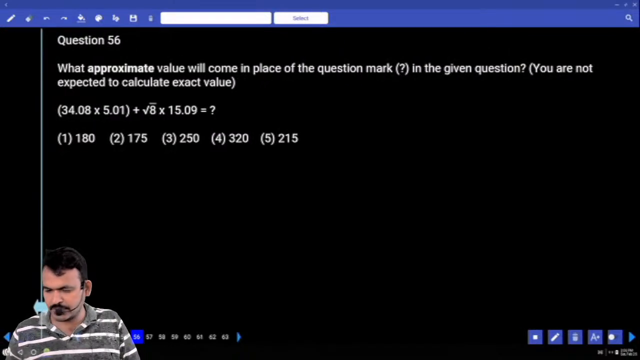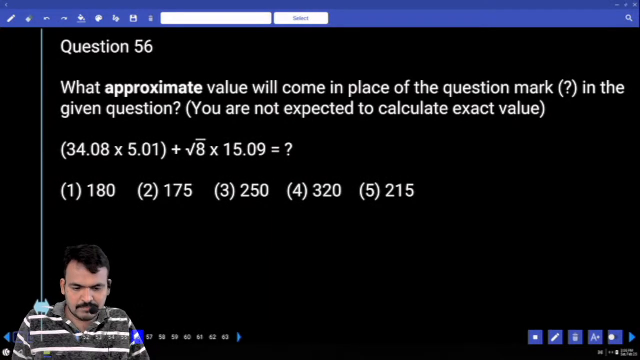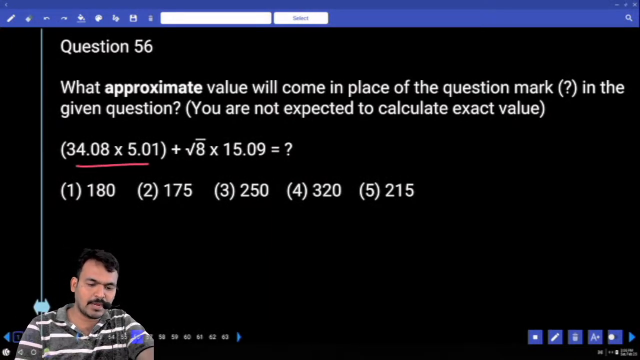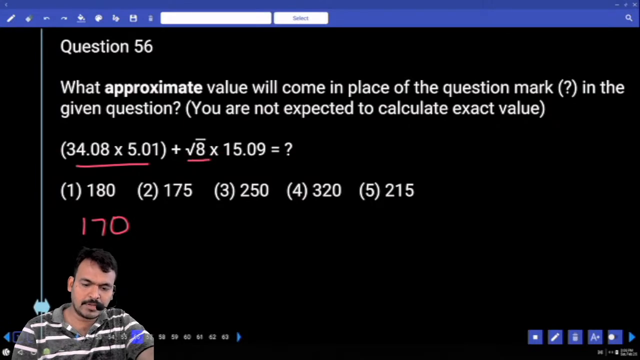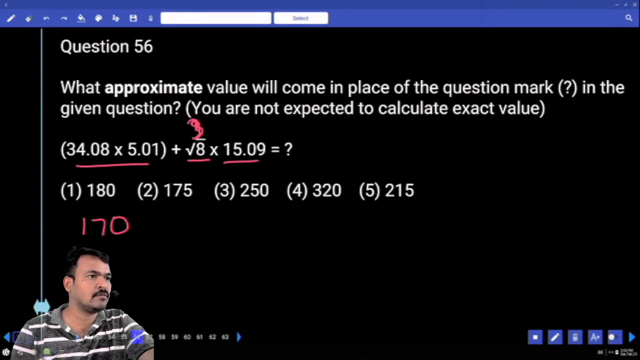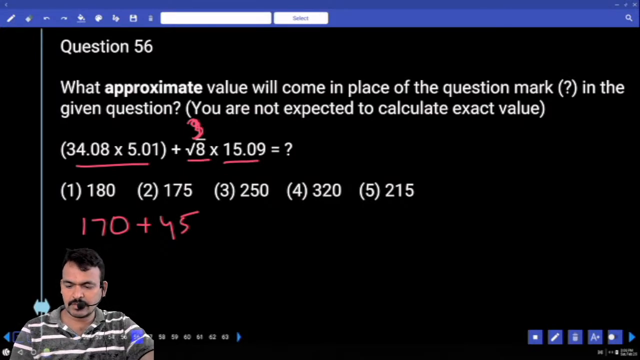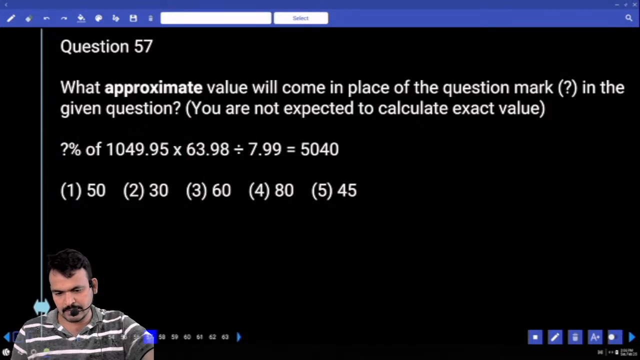6 approximations. What is the first one? 34 into 5, or 34 multiplied by 5. We are getting how much? 170, or not? Next, square root of 8 means 3. 9 means actually 3. 3 into 15, 45 plus 45, not? 170 plus 45, 215.